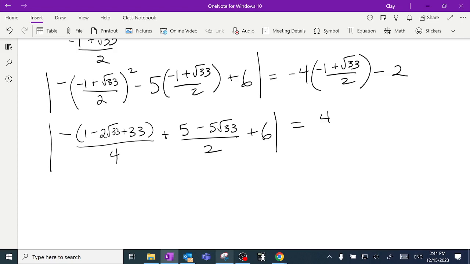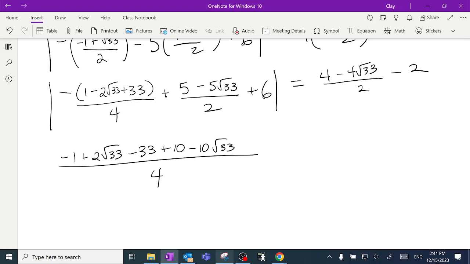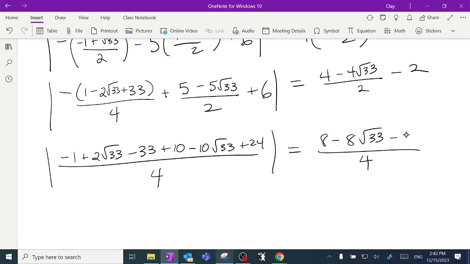Negative 4 times 1 is 4, and let's see, what else have I got? Negative 4 times root 33 is minus 4 root 33, all over 2 minus 2. Right? Make sure I'm not losing track of any negatives. Okay. Now, let's put everything again in our common denominator of 4 and distribute this negative while we're at it. So that's negative 1 plus 2 root 33 minus 33. And then this would be plus 10 minus 10 root 33 plus 24. All in an absolute value equals, and this side, again, I want everything over a common denominator of 4. So this would be 8 minus 8 root 33 minus 8.